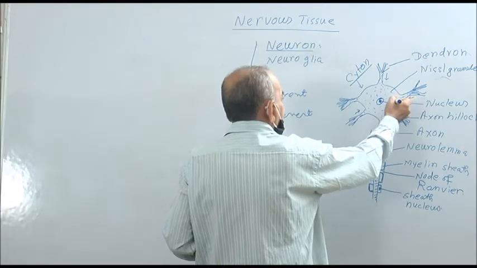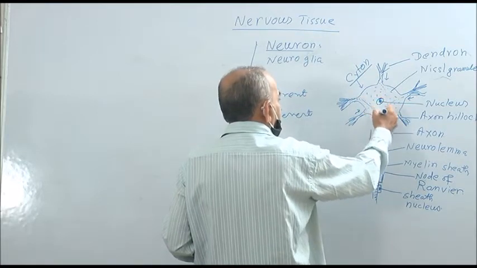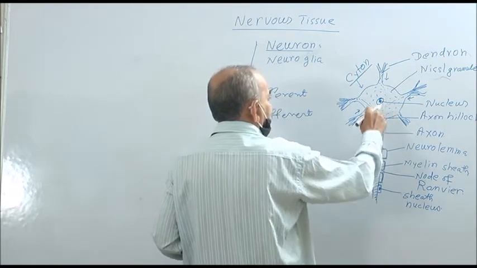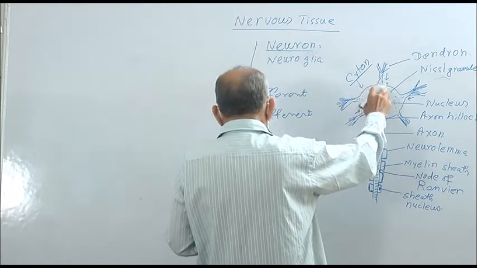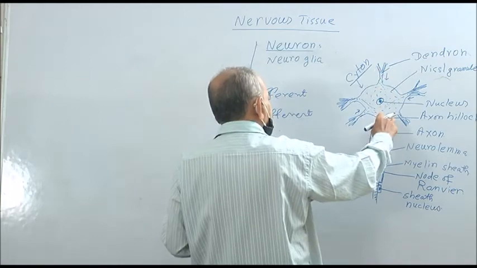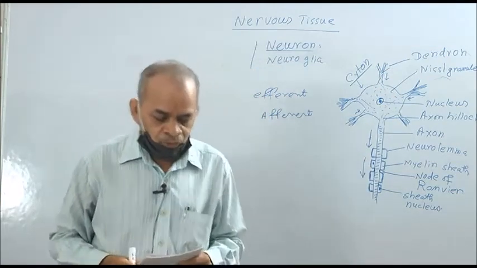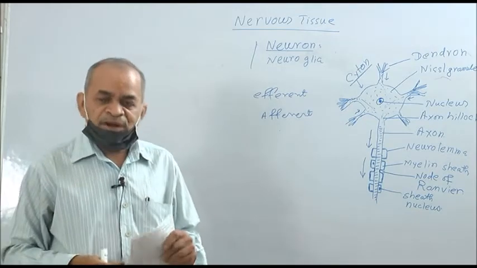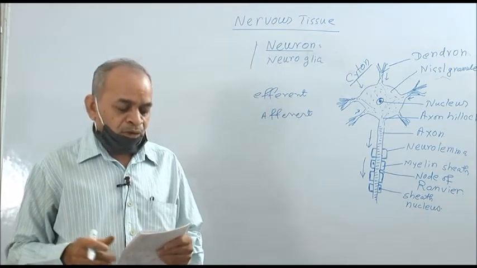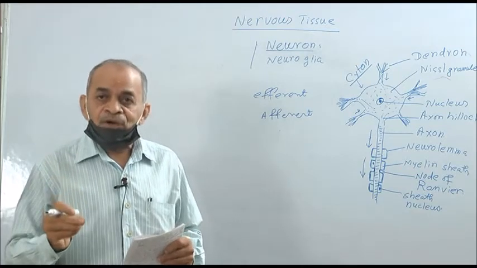Axon. These are the neurofibrils, fine fibers which pass through the cytoplasm from dendrons to the axon. So, fine filaments passing through the cytoplasm from dendrite to axon are called neurofibrils and help in the passage of nerve impulse.